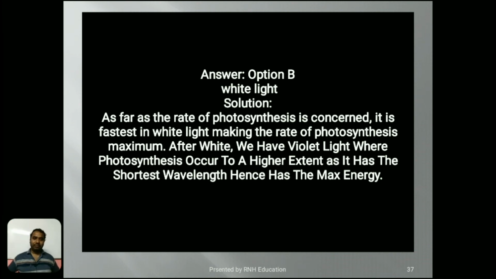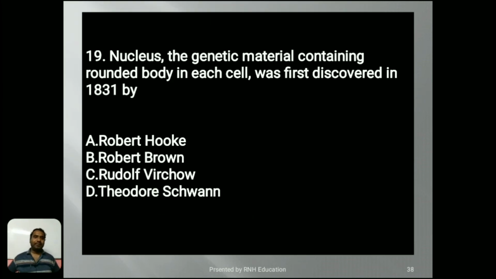Here I have given a simple explanation. Let's see the solution. As far as the rate of photosynthesis is concerned, it is fastest in white light, making the rate of photosynthesis maximum. After white, we have violet light, where photosynthesis occurs to a higher extent as it has the shortest wavelength, hence has the maximum energy. Okay, hope you have understood this. I am going to the next slide.